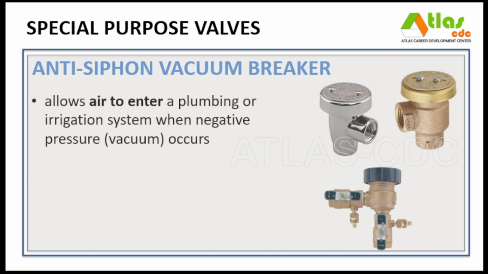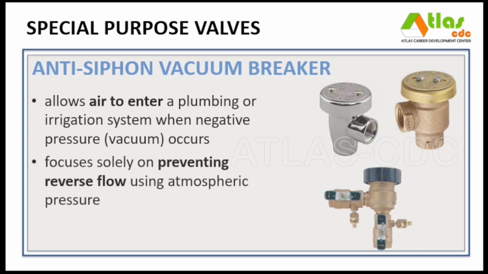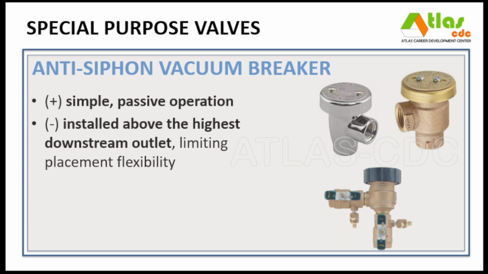An anti-siphon vacuum breaker operates by allowing air to enter a plumbing or irrigation system when negative pressure or vacuum occurs, thereby breaking the siphon effect and preventing backflow of contaminated water into the potable supply. Its function is solely for backflow prevention, not flow regulation. The main advantage is its simple, passive operation. It activates automatically without manual intervention and offers critical protection against contamination.